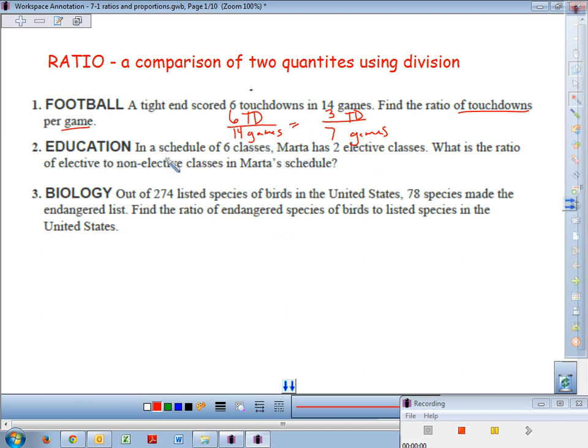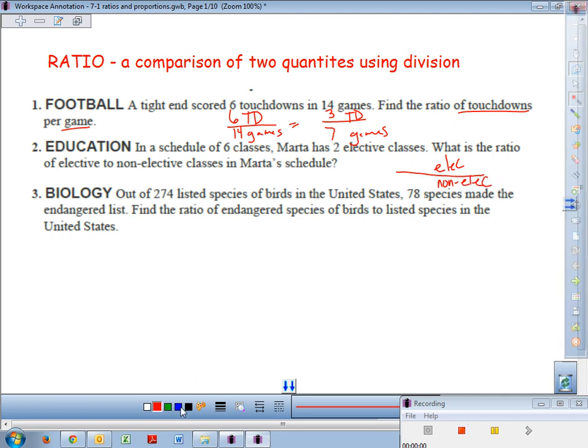So in a schedule of 6 classes, Marta had 2 elective classes. What is the ratio of elective to non-elective? A lot of times it's a good idea to get your labels going first. So if they say, what's the ratio of elective to non-elective, you can set up your fraction like this.